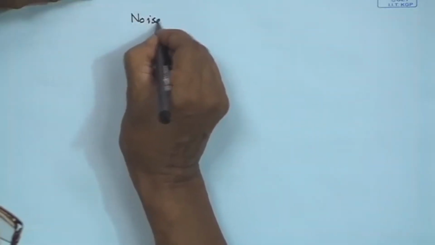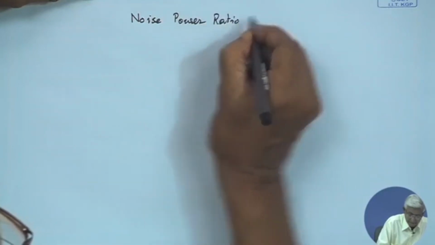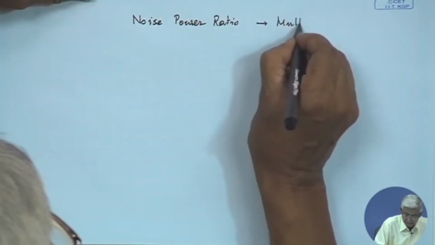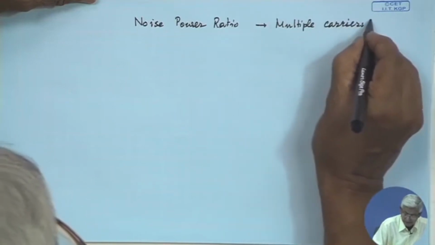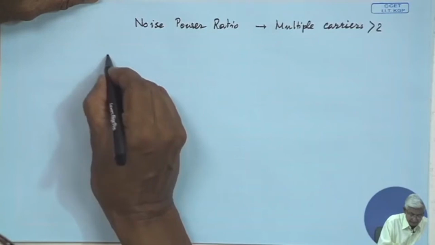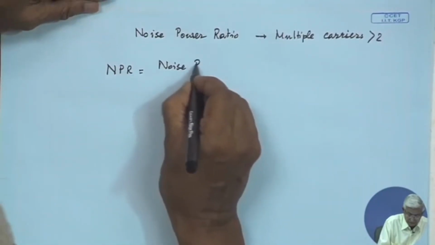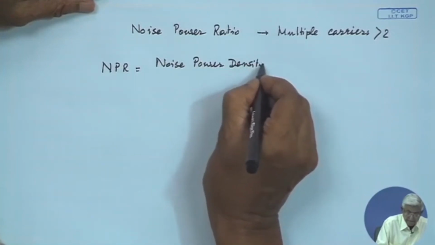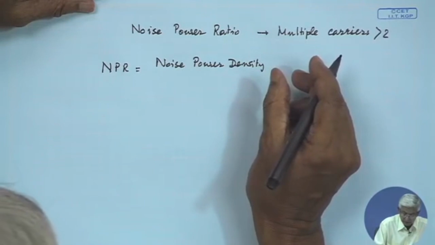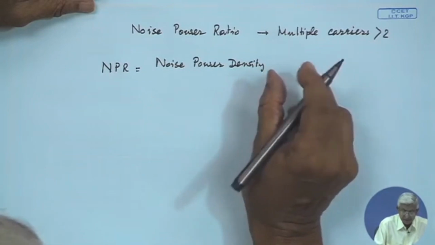What is the term they use? They use a term called noise power ratio. This is for multiple carriers, that is greater than 2, and this NPR is defined as noise power density. That noise power which is generated due to multiple carriers is going to fall at one place. So, that is called desired bandwidth.